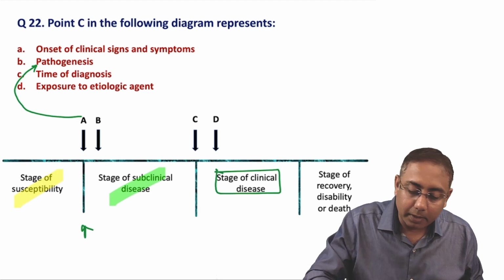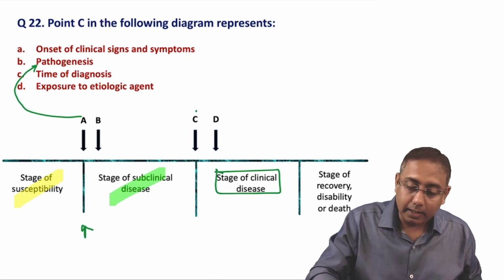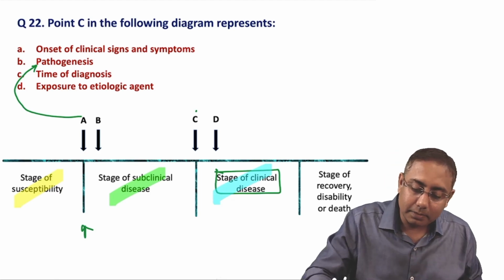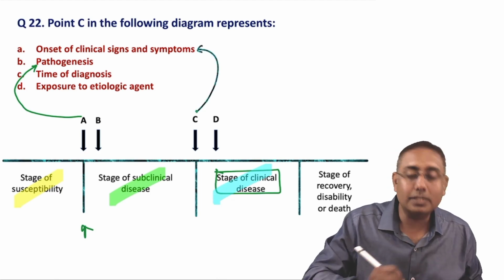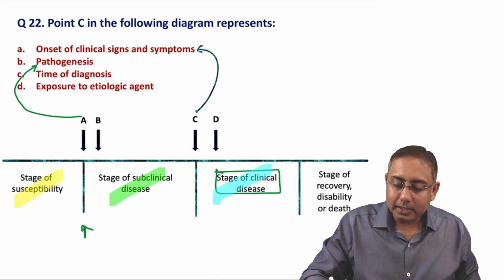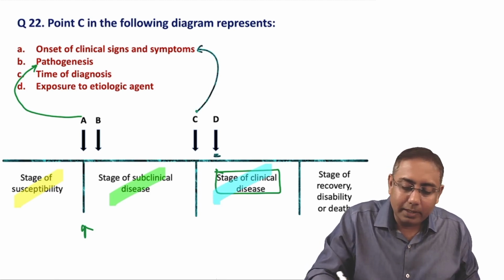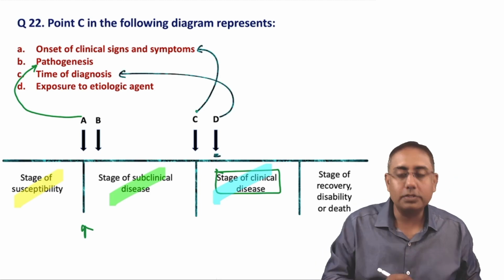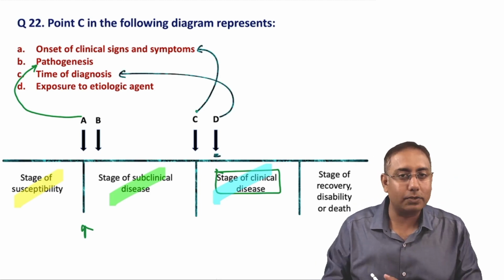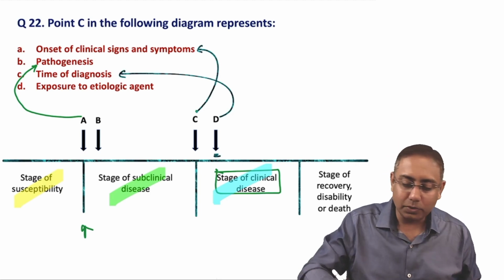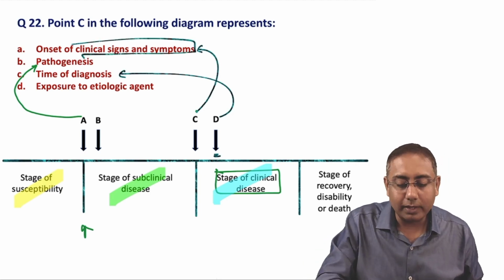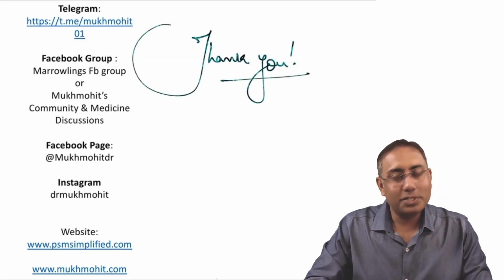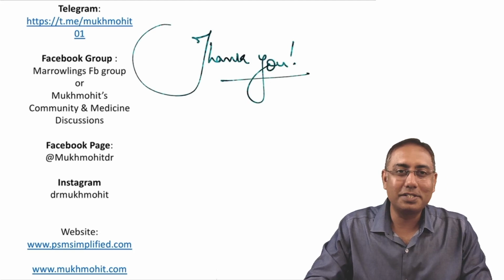So what is the demarcation of a clinical stage? How do you differentiate between a clinical stage and a subclinical stage? That is predominantly by the onset of the signs and symptoms. Next is point D: once you have the signs and symptoms, then you are going to diagnose it. So point D corresponds to the diagnosis. So point C corresponds to the onset of the clinical signs and symptoms. Fairly easy, direct MCQ.